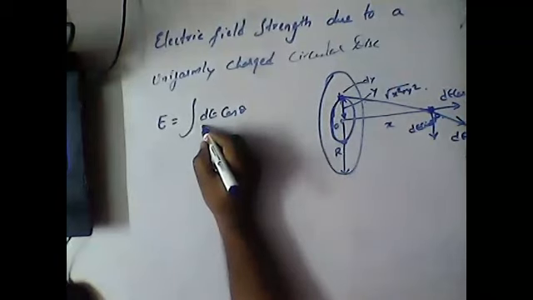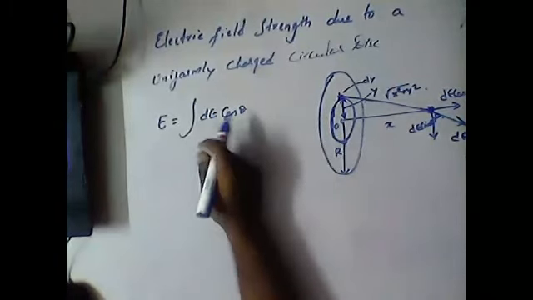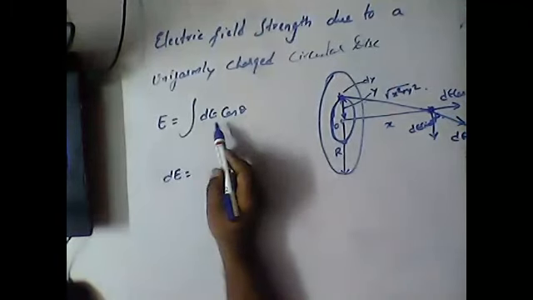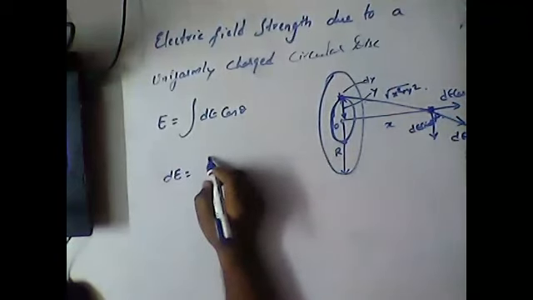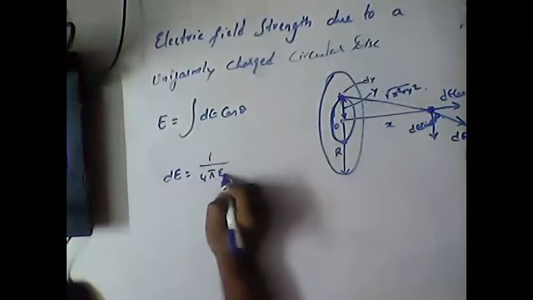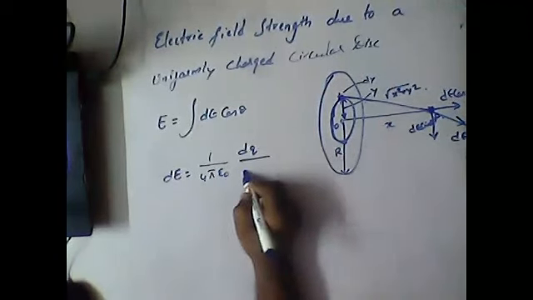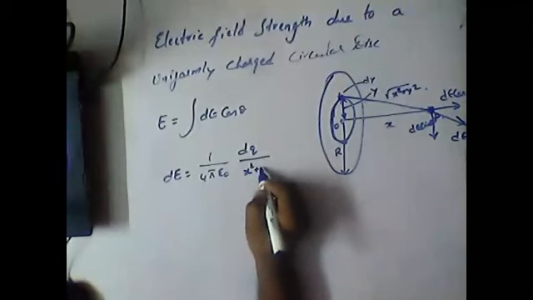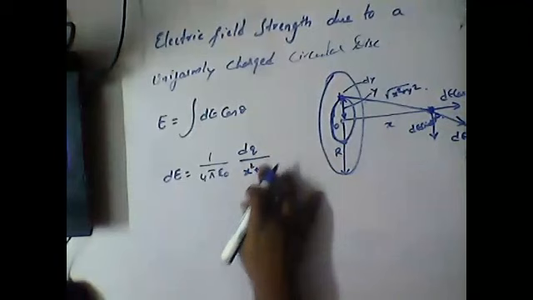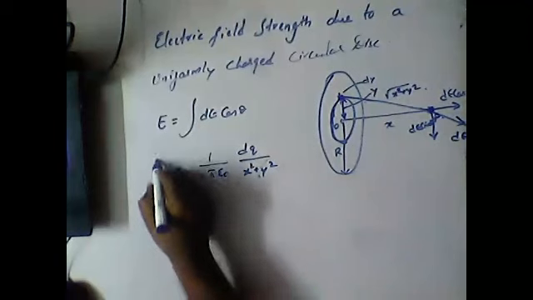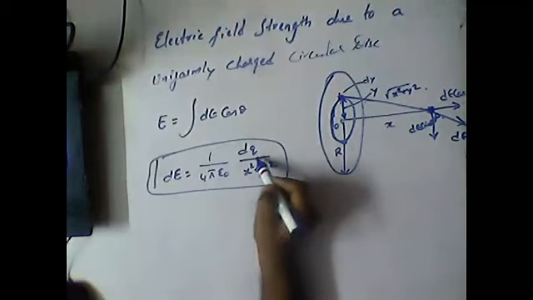First of all, what is the electric field due to this dE? For the small element we can write dE is equal to 1 by 4 pi epsilon, dq by x square plus y square. This is the formula for dE. So dE we can obtain, but what about dq?